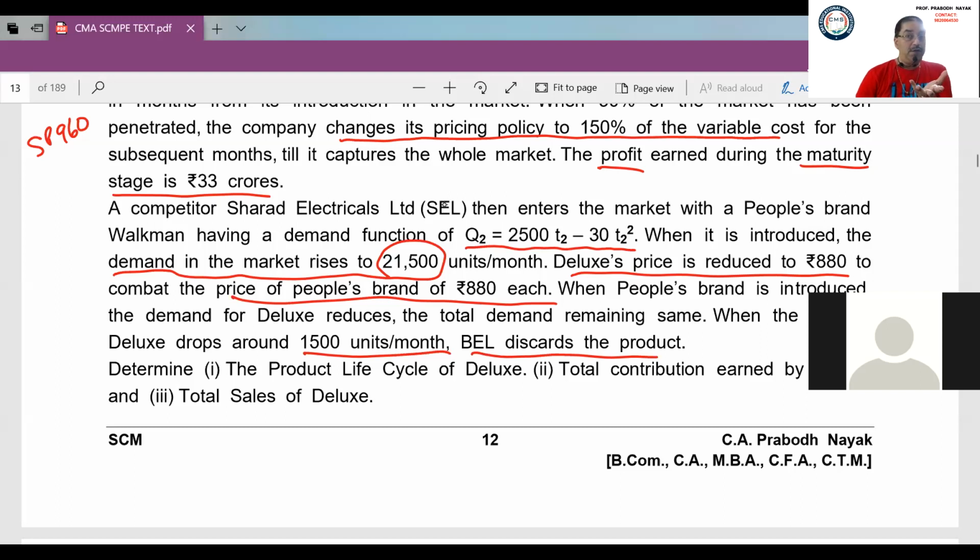So I do not know what is the life cycle. This is the case study. You have to find out the number of months, the number of years that the product Deluxe is going to last. Second, over that period of time, calculate the total contribution that Bharat Electrical Limited, BEL, earns over the life cycle of the product. And third, you have to tell me what is the sales for the entire life cycle of the product. Okay. So, are we ready now to solve the question? Let us see.